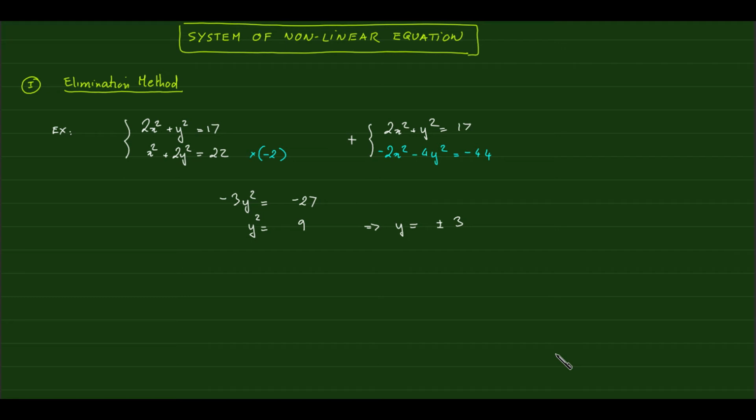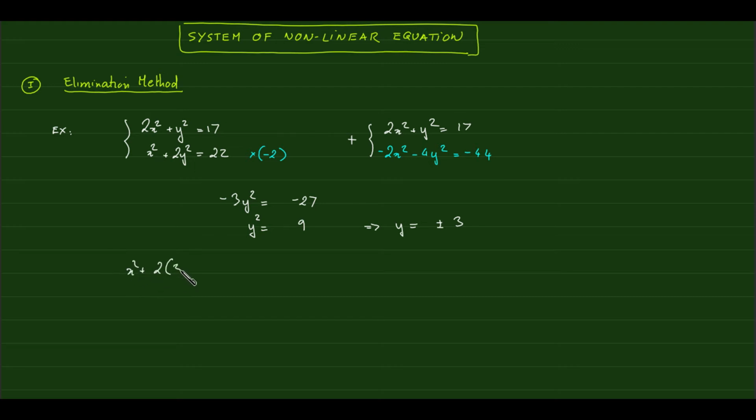Plus minus 3. So you have two values for y. It means that we have two values for x. So you're going to plug into one of them. It doesn't matter which; you can put into this one right here. It's easier to do, right? So I'm going to plug 3 into that.